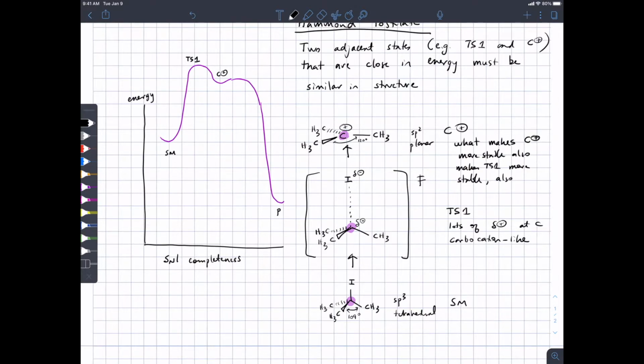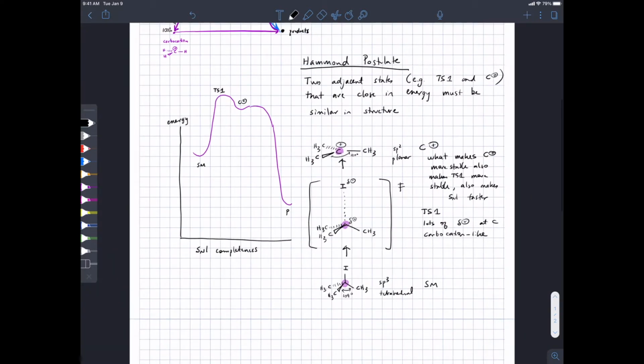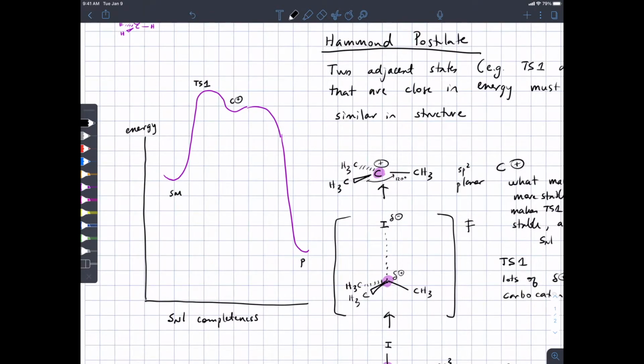which also accelerates SN1. Let me say that again. Because the transition state is carbocation-like, if this dot represents the position of the carbocation, and if we know how to do things to make the carbocation more stable, then we are also going to stabilize the transition state and make the reaction faster.